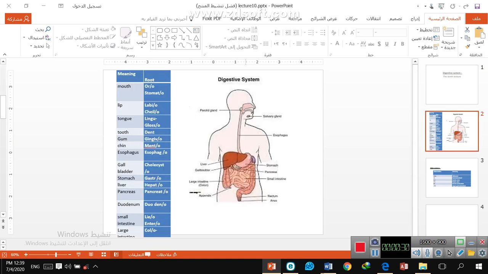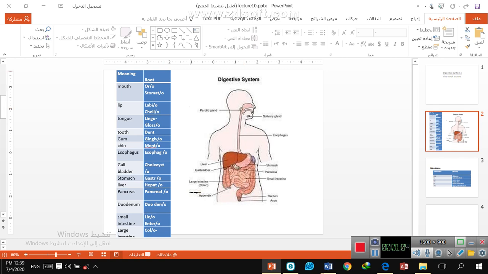When we explain any system, we explain it from 2 or 3 points. Number 1, we're talking about the roots or words of the system and their meaning. Then we're talking about some conditions, illnesses or problems. Then we'll discuss the abbreviations for the system, which we call initials or acronyms, that the medical staff use in the hospitals or in so many places. This we use between the medical staff.